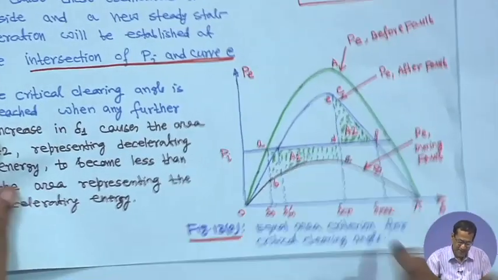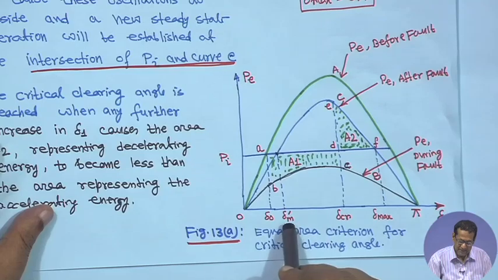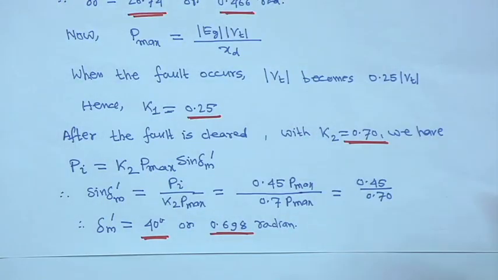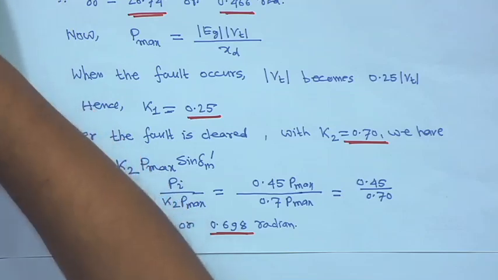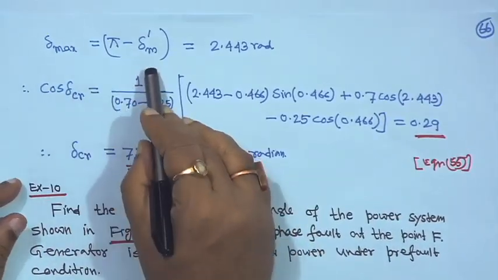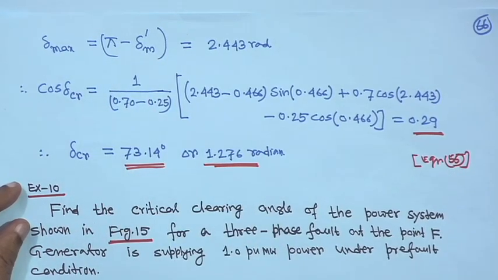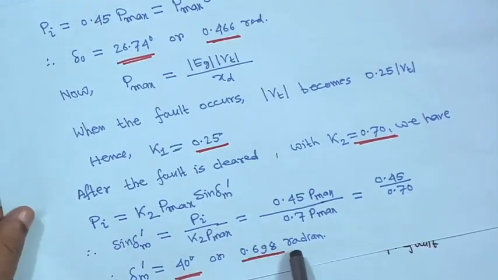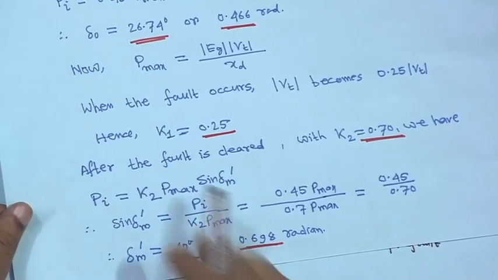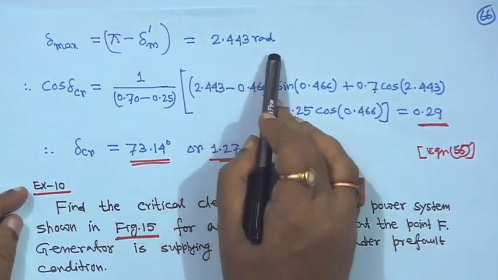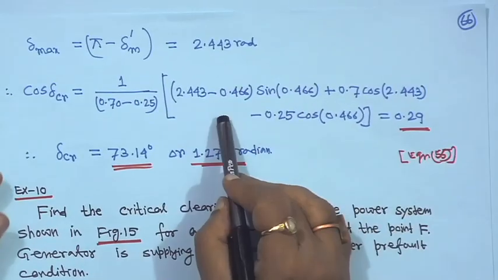So delta max is equal to pi minus delta m dash. Delta m dash we have computed as 0.698 radian. If you put it here, it will be 2.443 radian, and all this data is available.